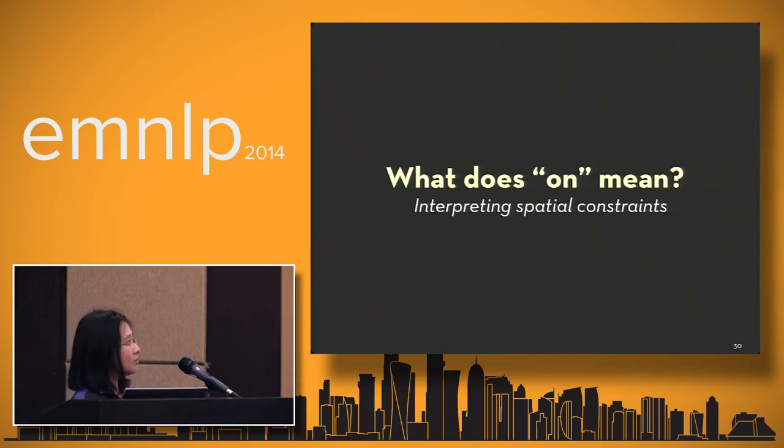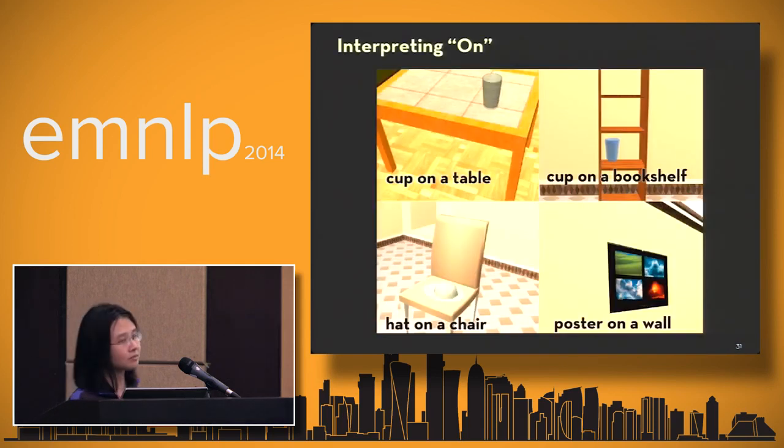And one thing that we have to do is, once we've extracted these constraints, we have to interpret what they mean. For instance, what does "on" mean? Here I show some possible interpretations of "on". This is actually also some things that our system generates. But you'll notice, putting a cup on the table is very different from a poster on the wall.